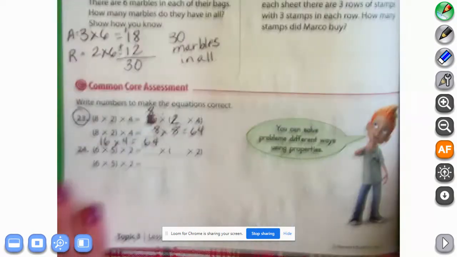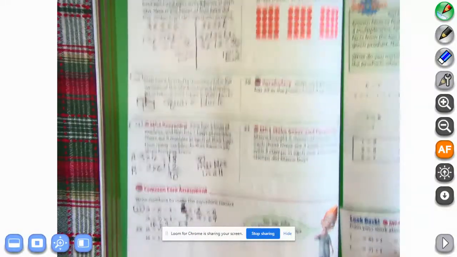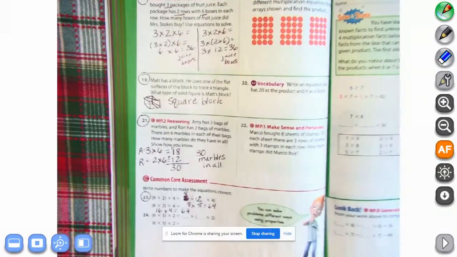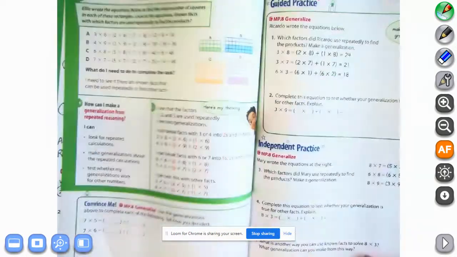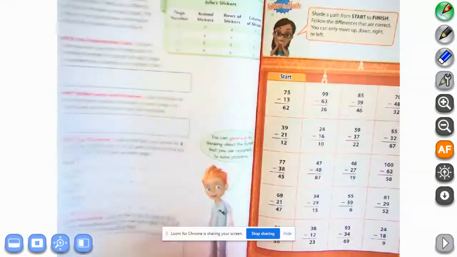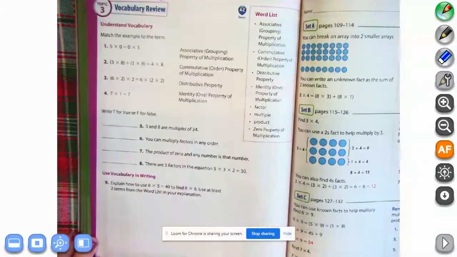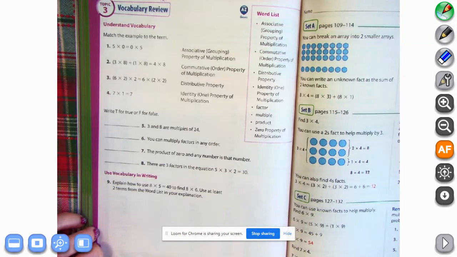All right, so make sure you have everything on this page finished on your paper. Okay, hopefully you can see all of that. All right. Let's go to, I'm going to skip lesson 8. Okay, and we're going to go to page 158. And we're going to do the vocabulary page really quick, and then we'll do our reteaching page. That way tomorrow we can do our test together, okay?